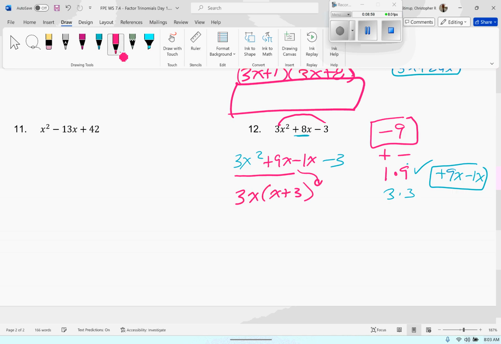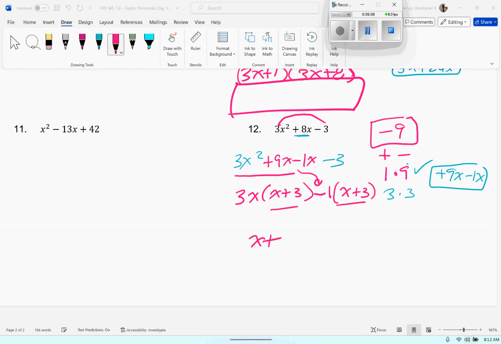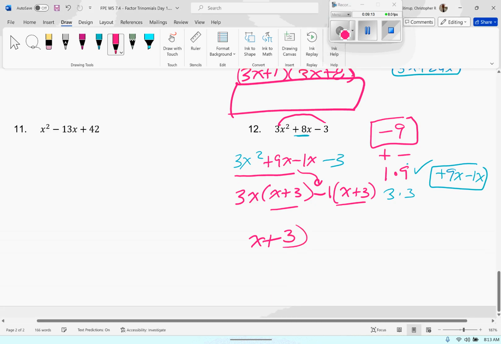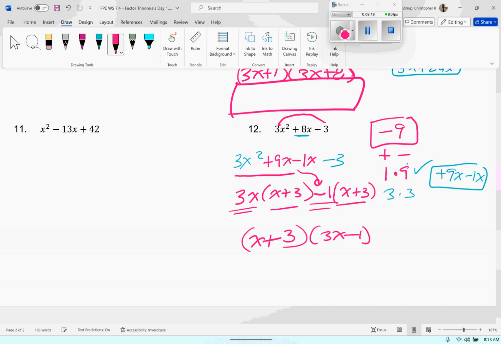This middle sign comes down, so I'm going to factor a negative 1 out. I'm going to change both signs because I factored a negative out. Those are the same. All right, so the x plus 3. And the rest of my stuff is here. So it factors out. Okay?